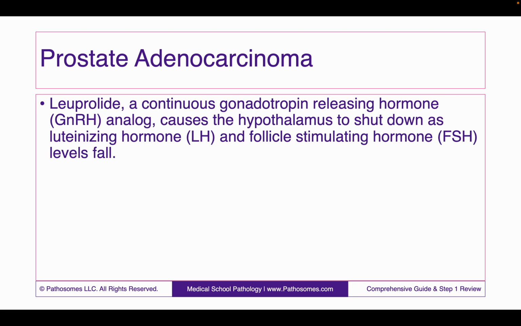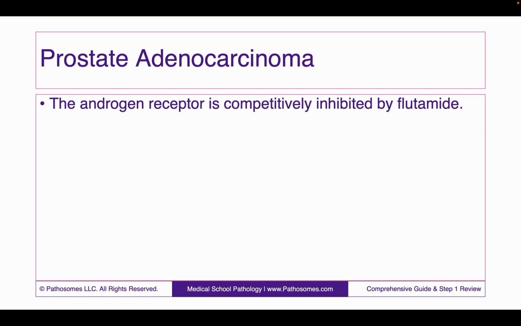Leuprolide, a continuous gonadotropin-releasing hormone, or a GnRH analog, causes the hypothalamus to shut down as luteinizing hormone and follicle-stimulating hormone levels fall. The androgen receptor is competitively inhibited by flutamide.